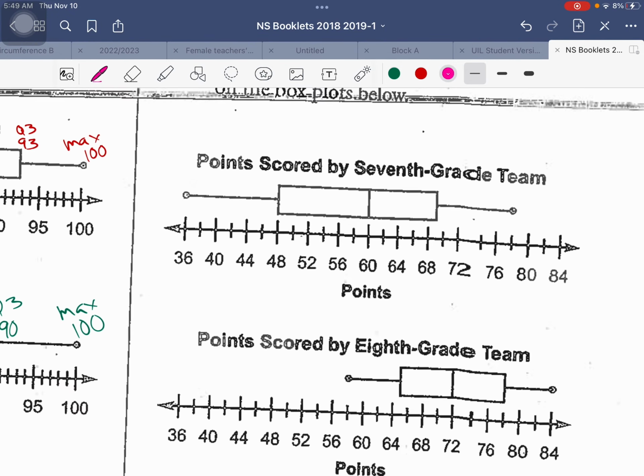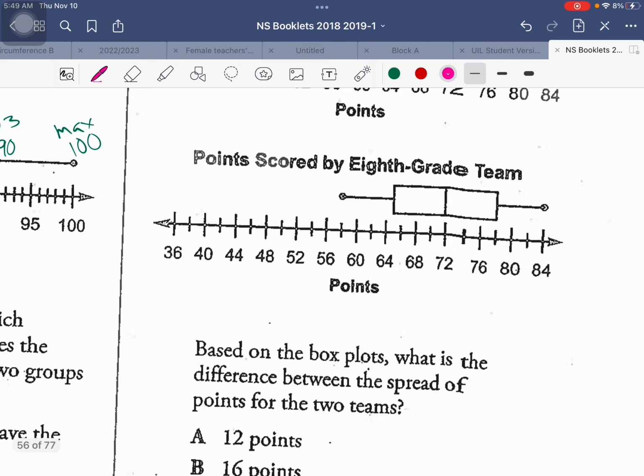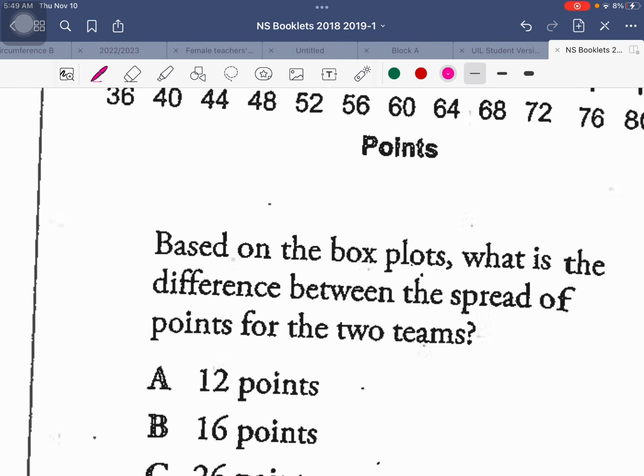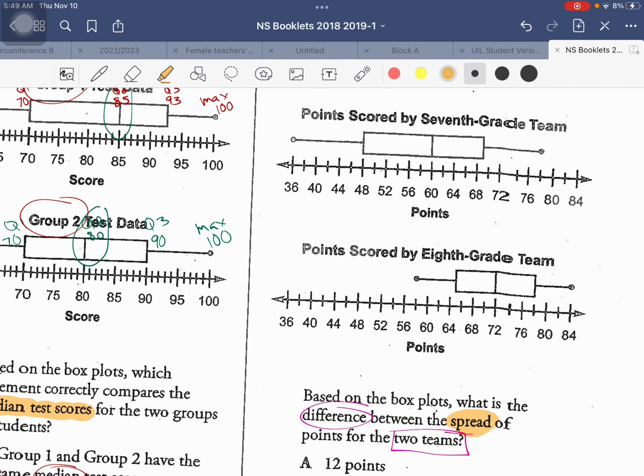So I have this score right here. I'm sorry, this information, this box plot. What do I want to call it? So, okay, perfecto. Based on the box plots, what is the difference between the spread of points for the two teams? Okay, bueno, lo que ustedes tendrían que hacer is trying to figure out what the word spread means. What does spread mean? ¿Qué quiere decir la palabra spread?